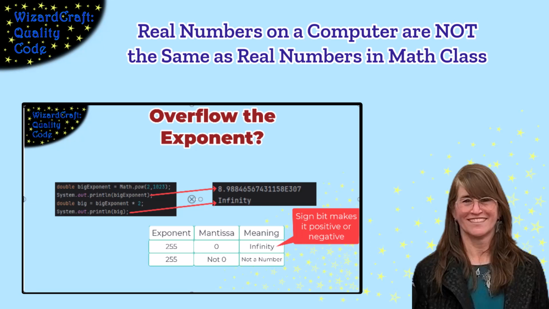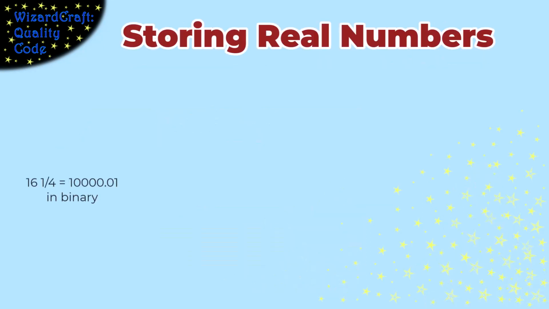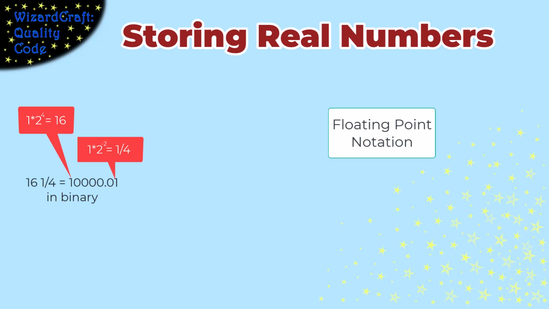We've all seen rounding numbers when we do math using calculators. They are a result of the way that we store real numbers. To see how we do that, let's look at how 16 1/4 would be stored. We use a technique called floating point notation.